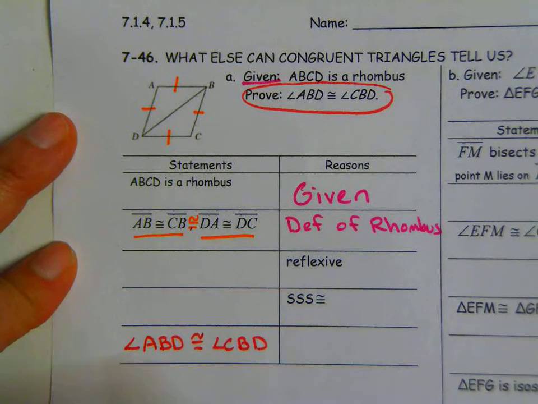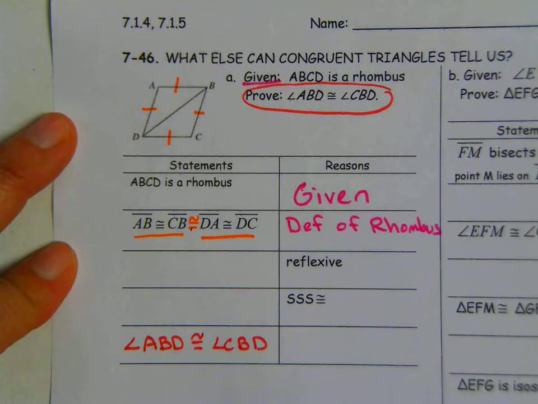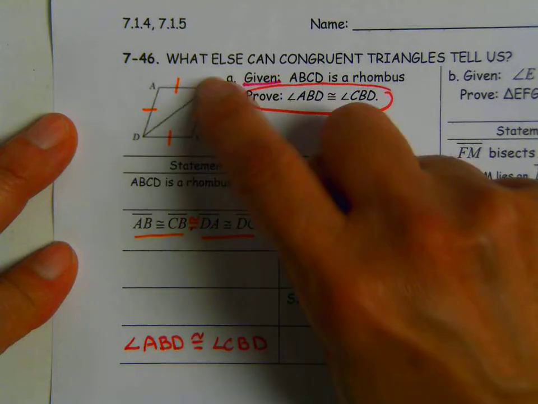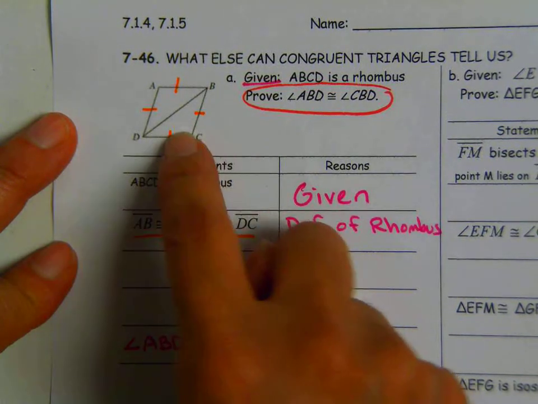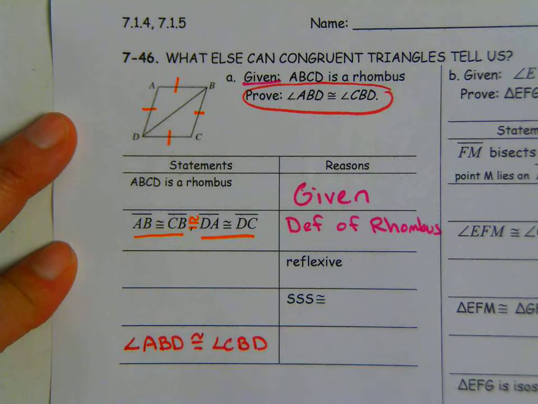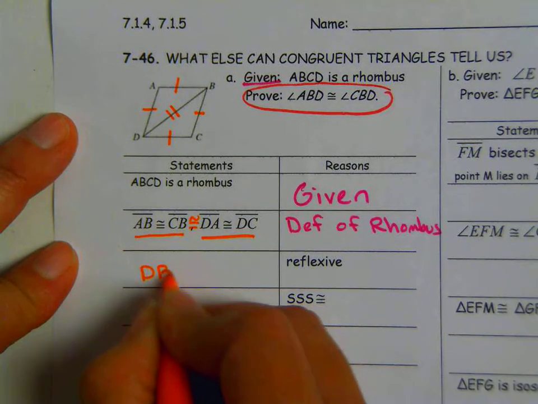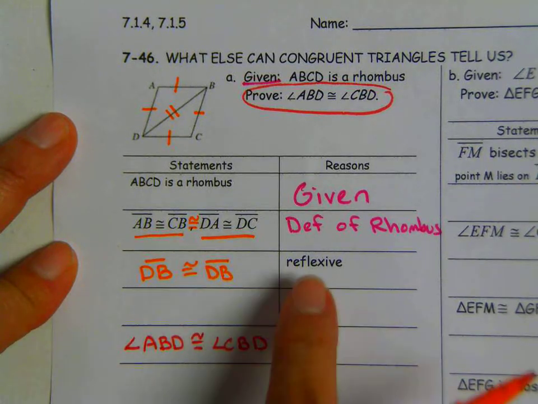How in the world am I going to show that two parts are congruent? Well, I think to myself, if I can show these two triangles are congruent, then I can show their parts are congruent. So I'm partway there. I already know two pieces are congruent. Now if I just have one more piece, I can show that the two triangles are congruent. In fact, I know that DB is congruent to itself, and that's true by the reflexive property.